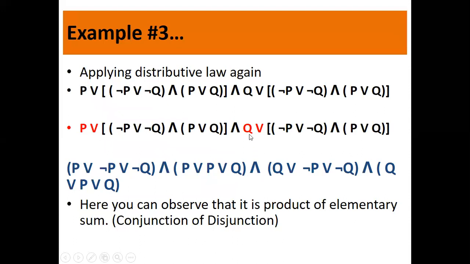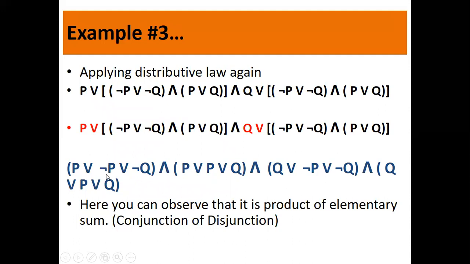Okay, now next what we have, Q or. Now Q or negation of P or negation of Q and Q or P or Q. So Q or P or Q. Again we could remove the square brackets, right? So Q is ORed with this and this.